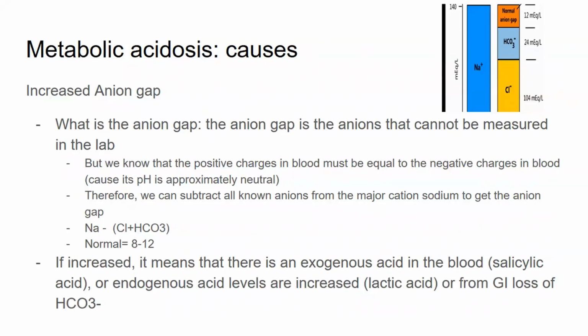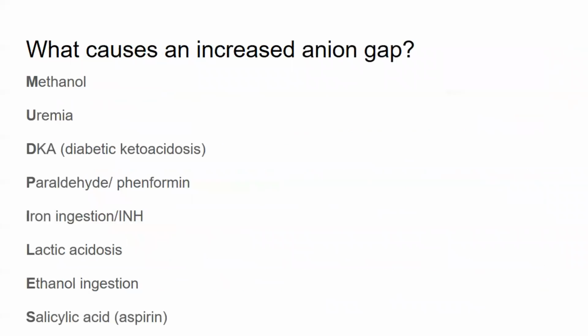So basically, all you need to know is if you get an anion gap and it's higher than 12, just know that it's because there's an exogenous acid in the blood. What that means is either the person has ingested salicylic acid, like aspirin, or the endogenous levels have been increased, like lactic acid, or you're losing bicarb because of GI. So when you have diarrhea, you can lose the bicarb that's secreted into the duodenum, and because of that, you can get an anion gap acidosis.